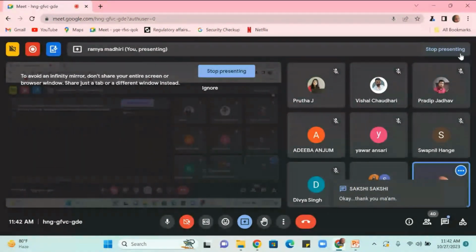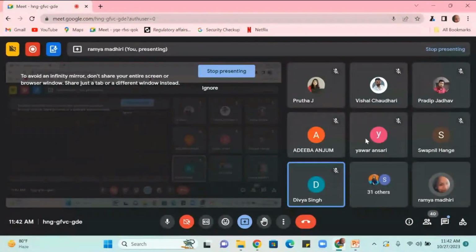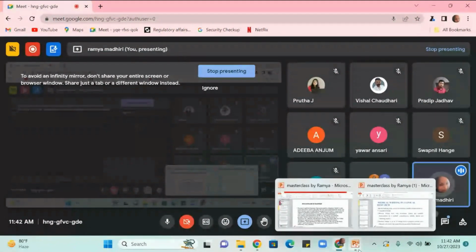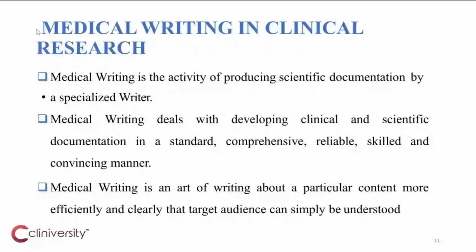Yes, very nice questions, Sakshi. Very good. Still any questions? Okay, shall we move into the main content of medical writing? Yes, ma'am. Very good. So you can unmute your call for giving your reply. There is no problem in that. Don't hesitate to give answers. Even a yes or a no will help me.